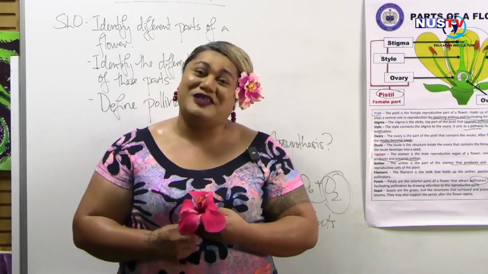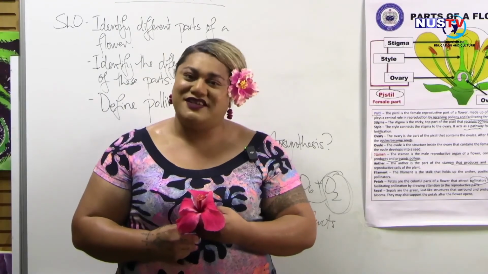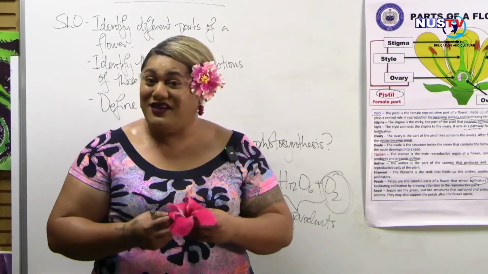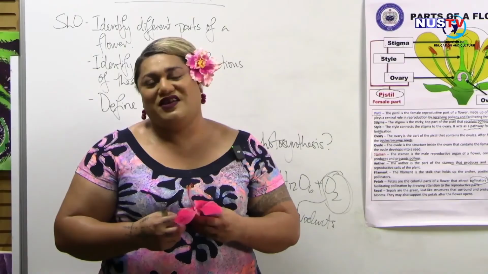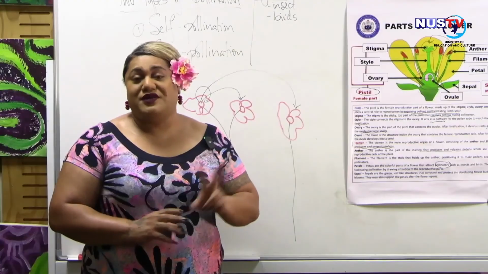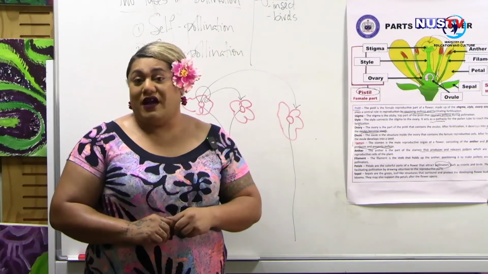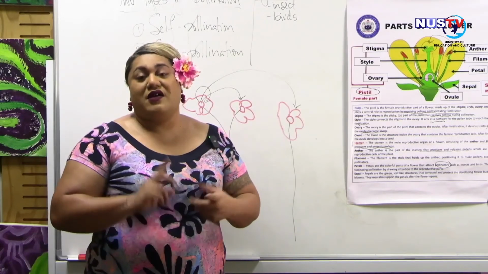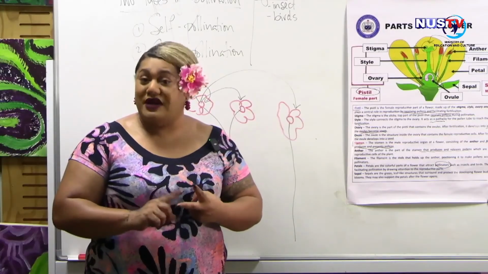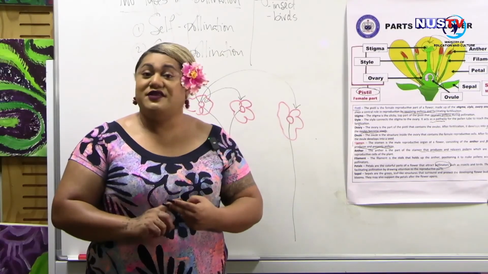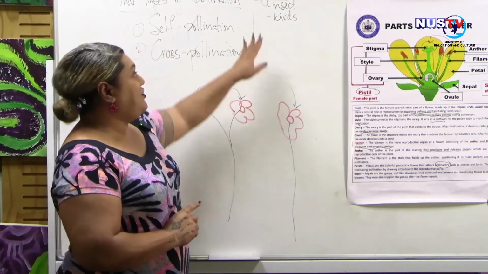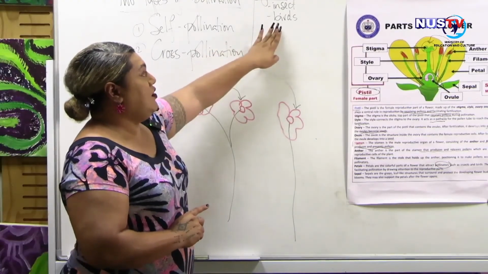So hopefully you have learned something new today. Today's lesson, again, was on pollination, the different parts of a flower, and why pollination is important. Now you already know that there are two types of flowers: wind-pollinated flowers and insect or bird-pollinated flowers. There are also two types of agents, as we talked about before. These agents are insects or birds.